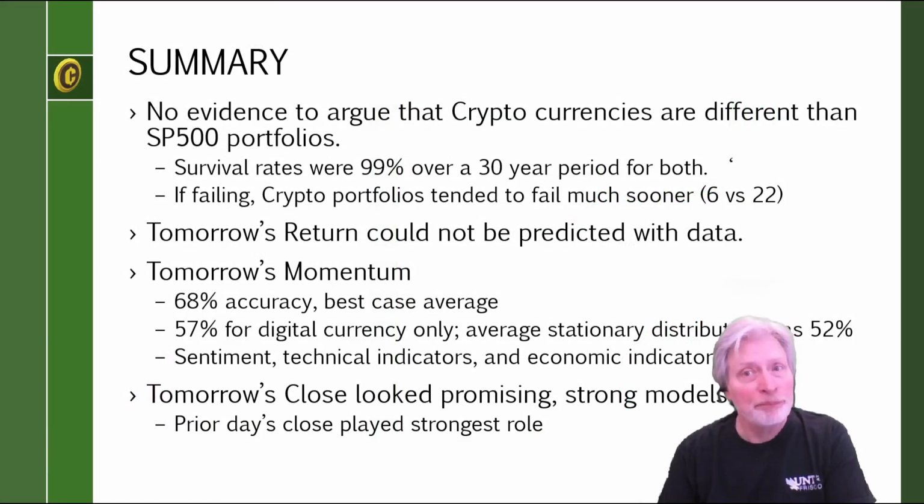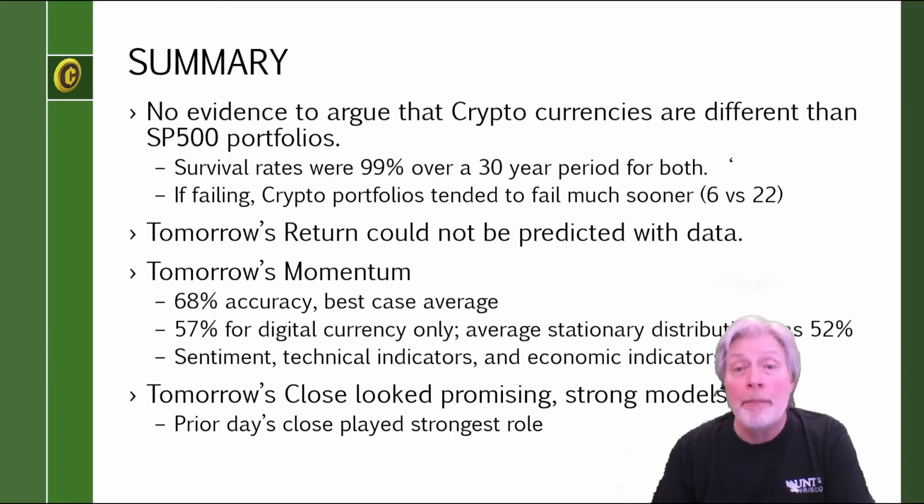So in summary, there just didn't appear to be much evidence to argue that cryptocurrencies were different than the S&P 500 portfolios. We were unable to reject the null hypothesis. In fact, our survival rates were 99% over a 30-year period for both. Using the data available, tomorrow's return could not be predicted with any level of accuracy. And due to time, we didn't cover it in this presentation, but the R-squares were extremely low.